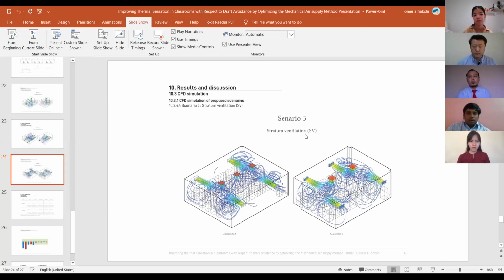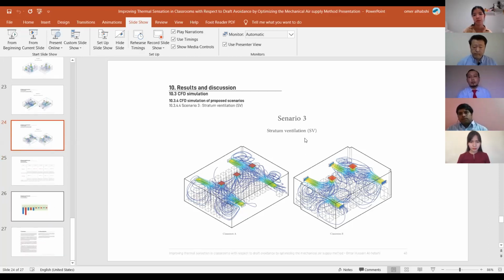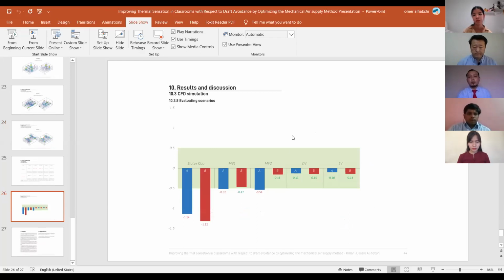I adopted the PMV here. Which system was better in providing comfort to occupants, the stratum or the DV? As my results show, stratum ventilation is slightly better than displacement. Yes, slightly. Okay, thank you very much.